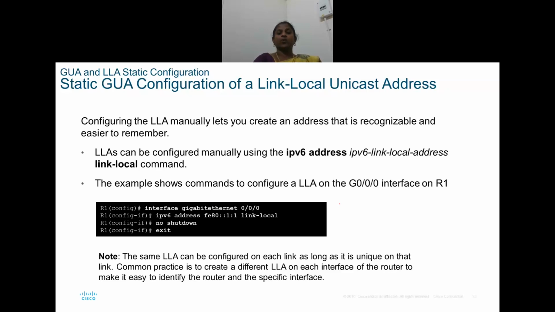The next one: how do you manually configure the link local address? We know the link local address should start with FE80. So I give ipv6 address FE80, the address, the link local address, and use the keyword link-local.